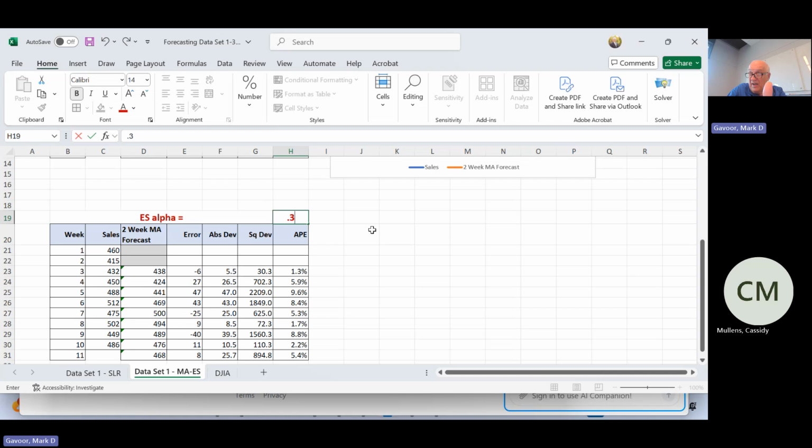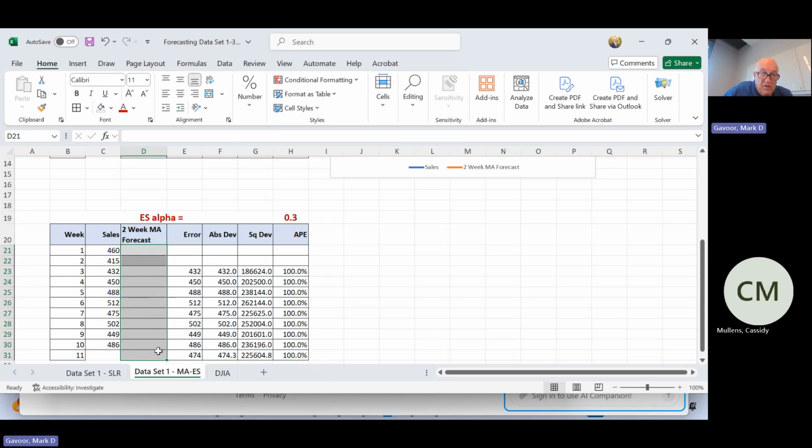So if I want to change the alpha, all I have to do is change it there and we'll change it in everything. So how does this work? Well, I want to get rid of my forecast. As soon as I get rid of my forecast, don't worry about this other stuff. It'll work out. Because I got the formulas there, right? And now I can go up to row 2.